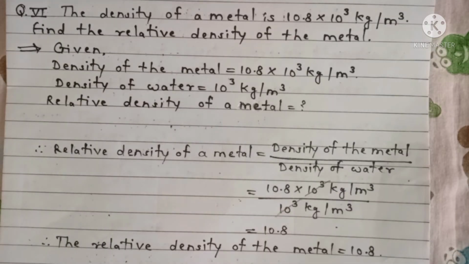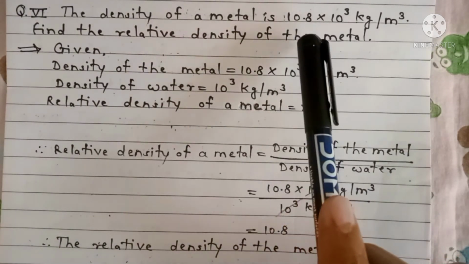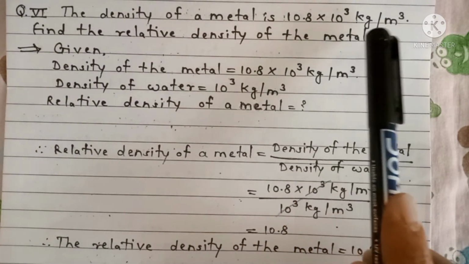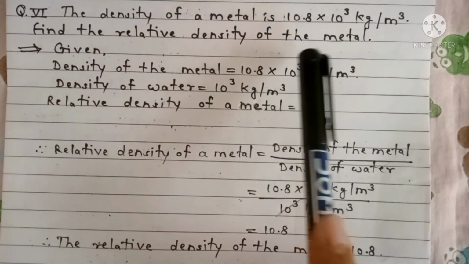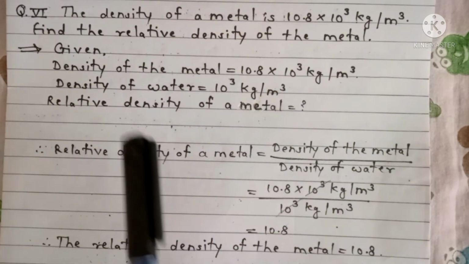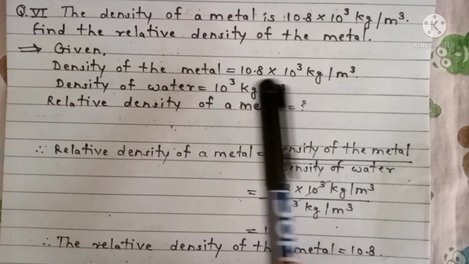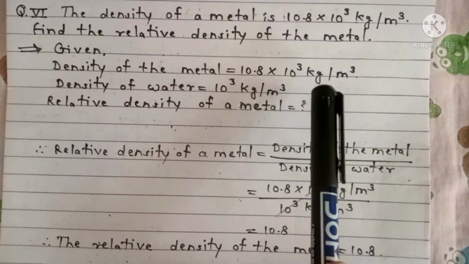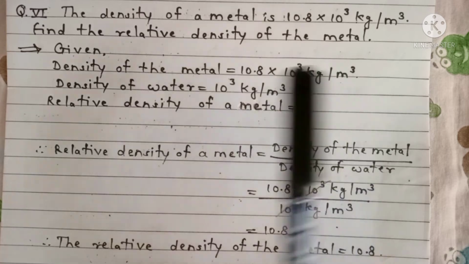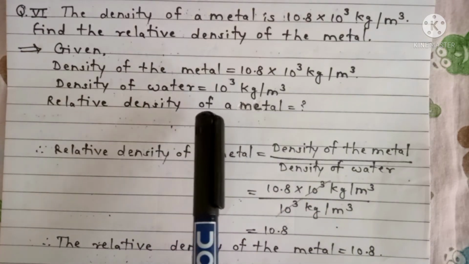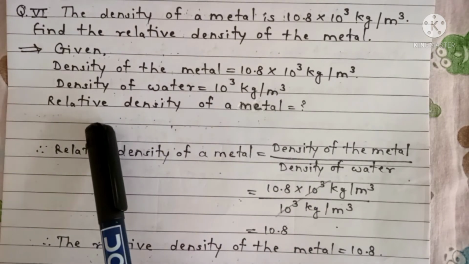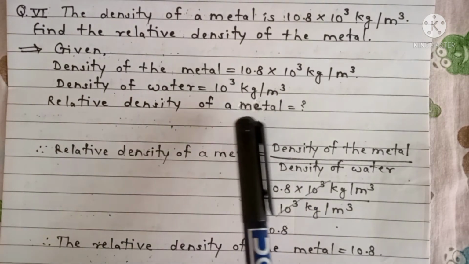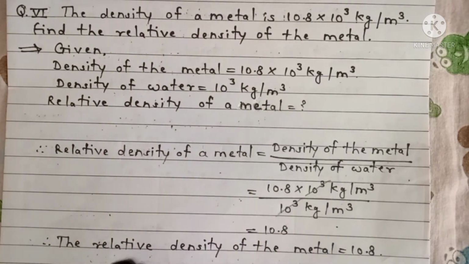Now let us see, children, question number 6. The density of a metal is 10.8 into 10 raised to 3 kilogram per meter cube. Find the relative density of the metal. So here the density of the metal is given, 10.8 into 10 raised to 3 kilogram per meter cube. The density of water, as we know, is 10 raised to 3 kilogram per meter cube. And here we have to calculate the relative density of the metal, that is the question mark.